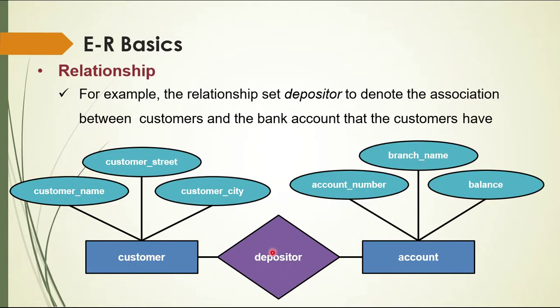See here, for example, the relationship set depositor to denote the association between customer and the bank account that the customer has. Here we have one entity, that is customer, and another entity, that is account. Now customer has attributes, that is customer name, customer street, customer city. So you can add any type of attributes as per your analysis. Many students have different attribute representations. We have to think about our system, and according to that we have to describe the attributes.